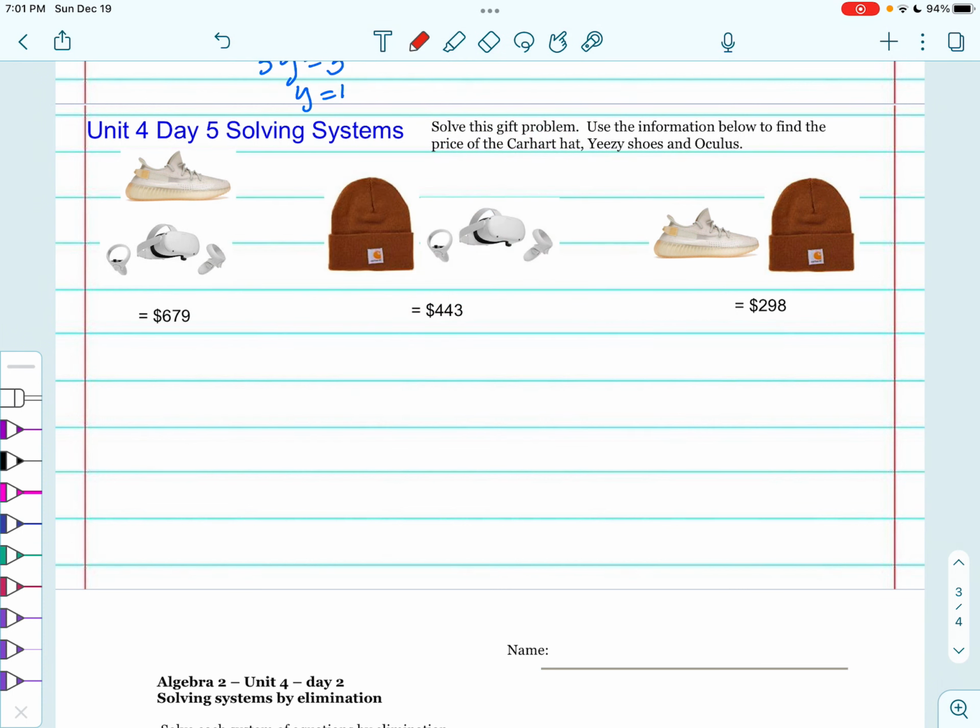Yes. All right, so I got Yeezys here, and an Oculus, and a Carhartt hat. Okay, so these are the things I want for Christmas. I don't know about you guys.